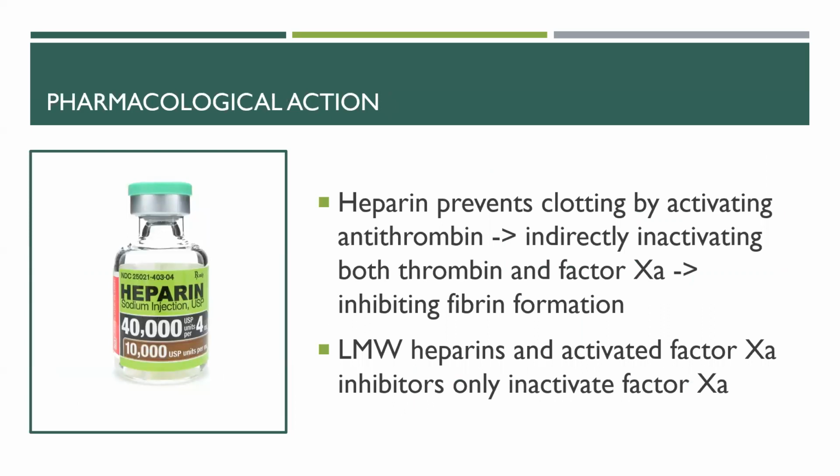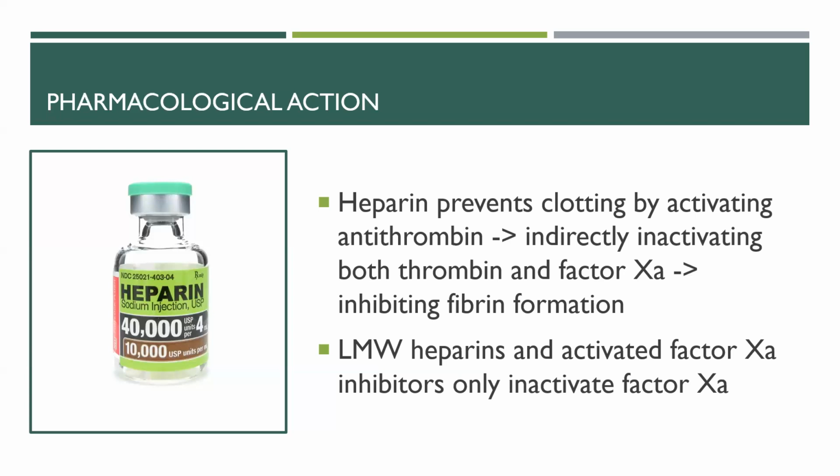So starting out, we'll talk about some of our heparins. Heparin prevents clotting by activating antithrombin, which indirectly inactivates both thrombin and factor XA, which all inhibits fibrin formation. Once again, if you're looking at this, heparin is stopping the process of creating fibrin. It's not destroying the clot that's already there, it's just stopping the process.